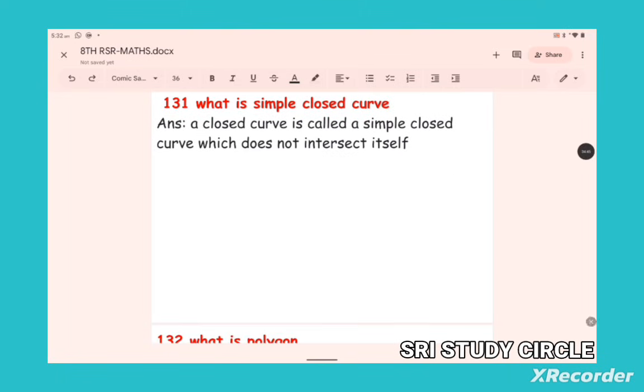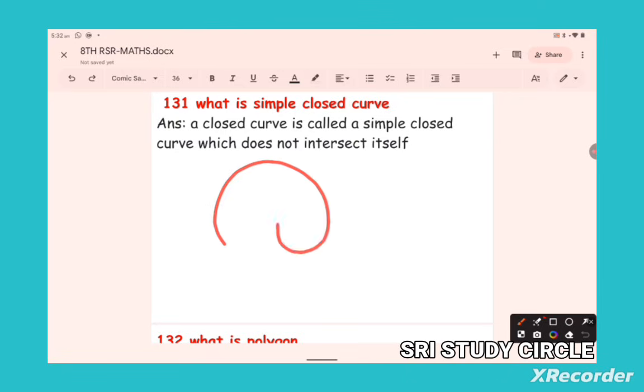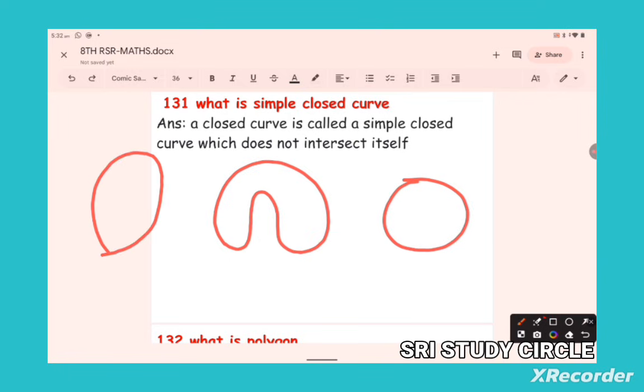Now next one. What is a simple closed curve? A closed curve is called a simple closed curve if it does not intersect itself. You see here, closed curve. A closed curve is called a simple closed curve which does not intersect itself. Okay.